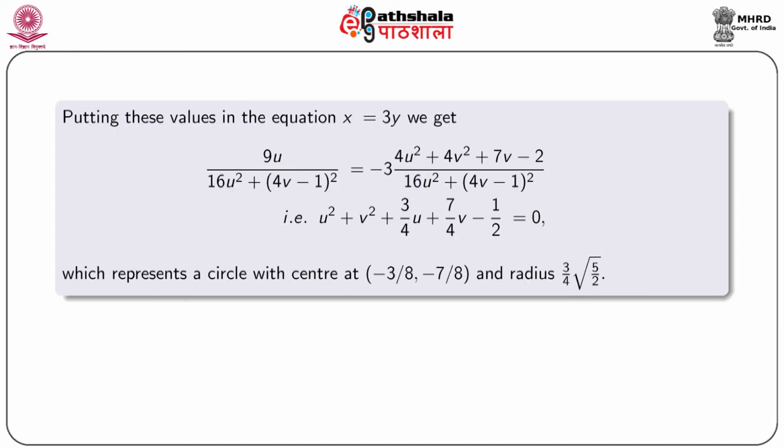Putting these values in the equation x=3y and simplifying, we obtain U²+V²+(3/4)U+(7/4)V−1/2=0. Obviously, this equation represents a circle having center at (−3/8, −7/8) and radius equal to (3/4)√(5/2).